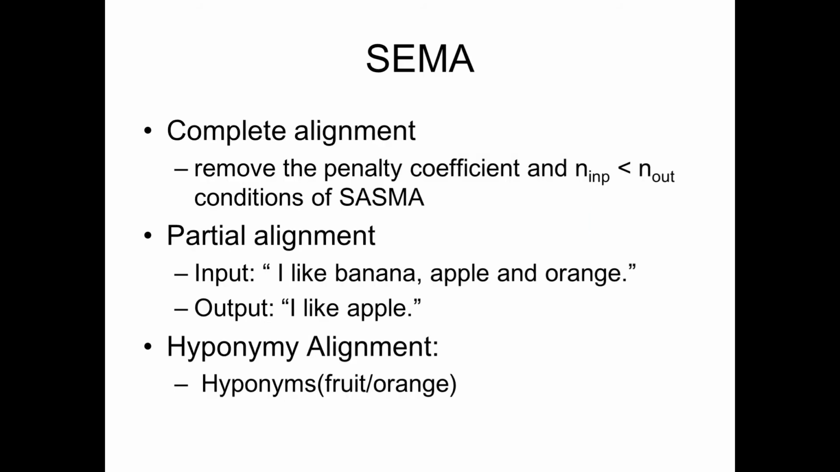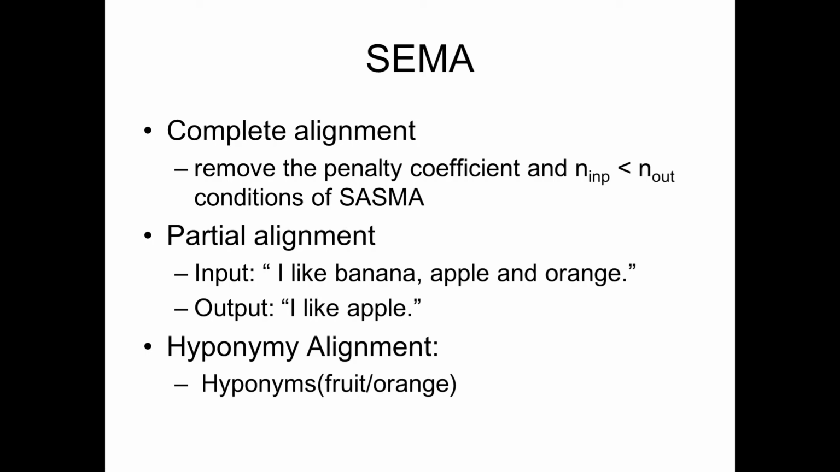Complete alignment is to remove the penalty coefficient and the n-in less than n-out condition of SAMSA. In the actual corpus, in order to be understood easily, many sentences are often rewritten into multiple sentences, so the penalty coefficient and the penalty conditions are unreasonable.